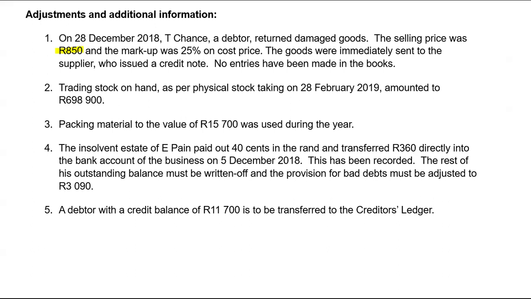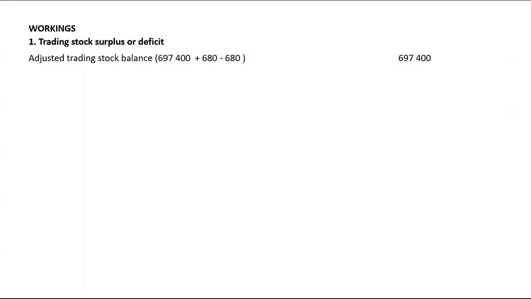I was wondering why I closed it so quickly. It is because of number 2, where they say trading stock on hand as per physical stock taking on the 28th of February 2019 amounted to 698,900. I am going to take 698,900 and compare it to the balance that I've just calculated, which is 697,400. Remember, the one that is counted is the accurate one.